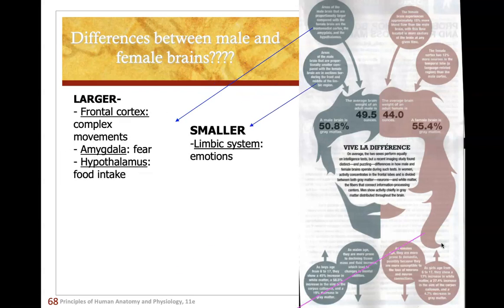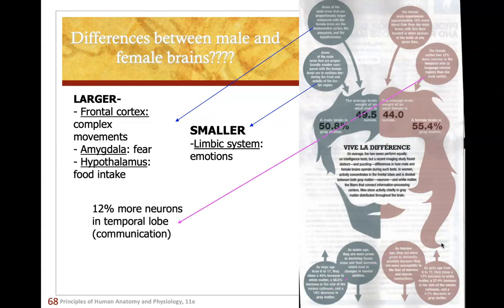So again, same thing here. Overall, they find that typically men will have a larger frontal cortex, which can accommodate some of those complex motor movements. They also typically have a larger amygdala, which we're going to talk about in the limbic system, which is associated with your response to fear. And then a larger hypothalamus, which can control your food intake. We'll talk about the amygdala and the hypothalamus coming up here. And then they typically have a smaller limbic system, which is your emotional brain. So we'll talk about the limbic system.